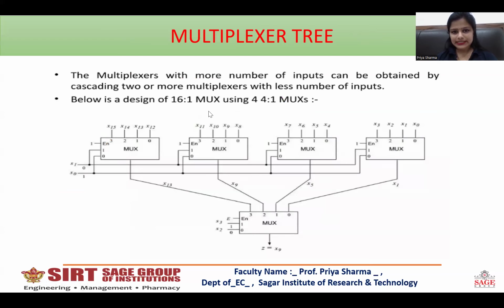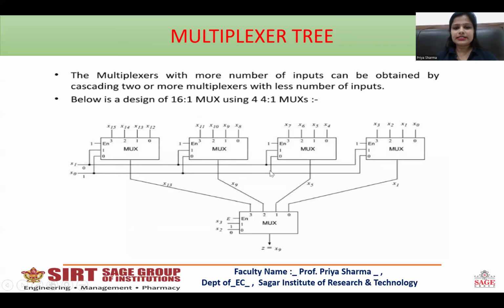Now coming to the multiplexer tree. So what is a multiplexer tree? Multiplexers with a larger number of inputs can be obtained by cascading two or more multiplexers with fewer inputs. Let me explain this with the help of an example.